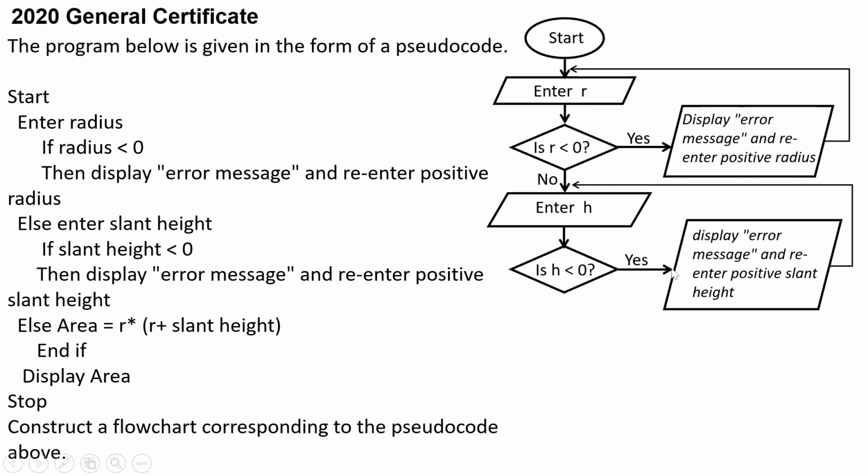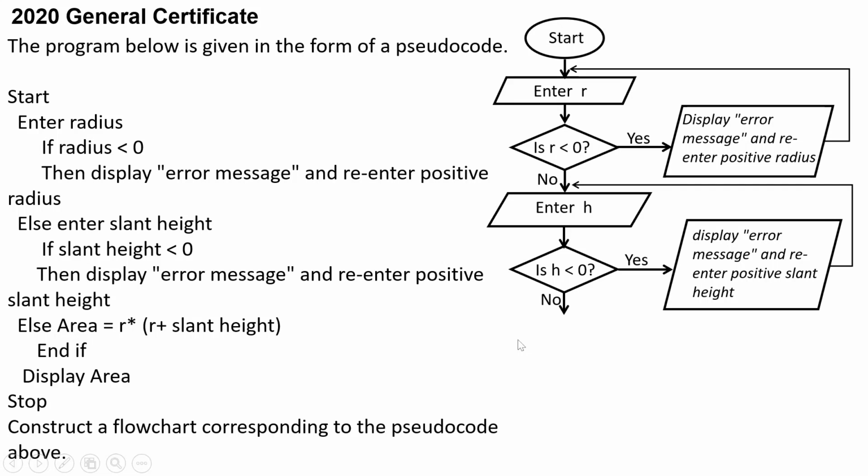If it says yes, that is an error, so it will ask the person again to re-enter. If a person continues entering negative, then it will continue displaying this. The person will not move out of this loop until they enter a positive. That value will be checked: is h less than 0? If no, then else, meaning no, area is equal to pi times r times open brackets that.